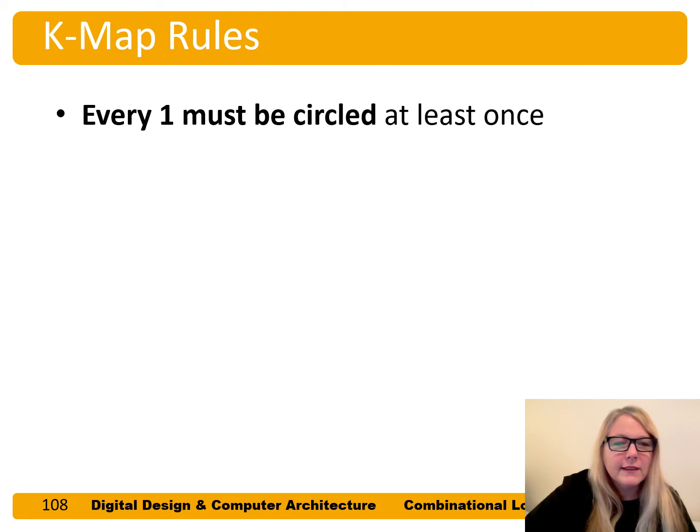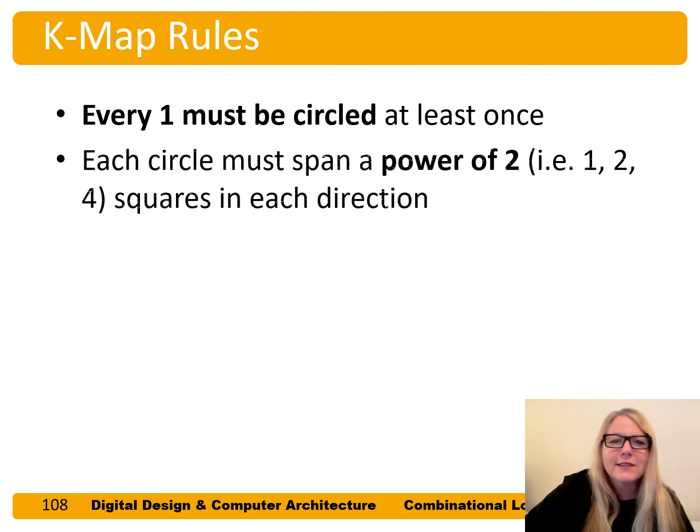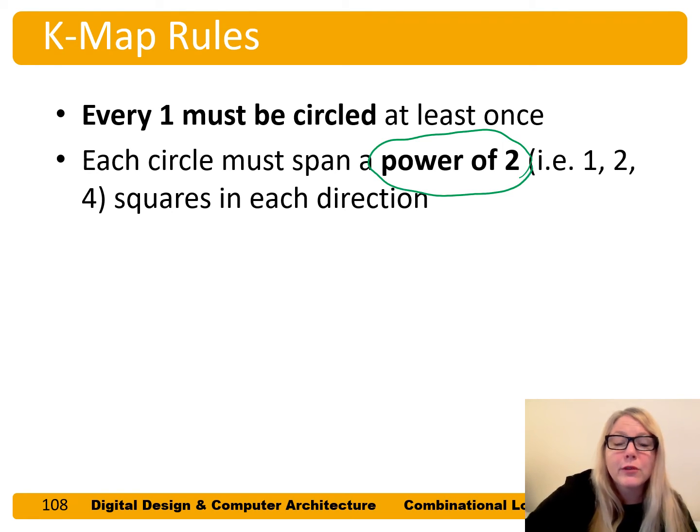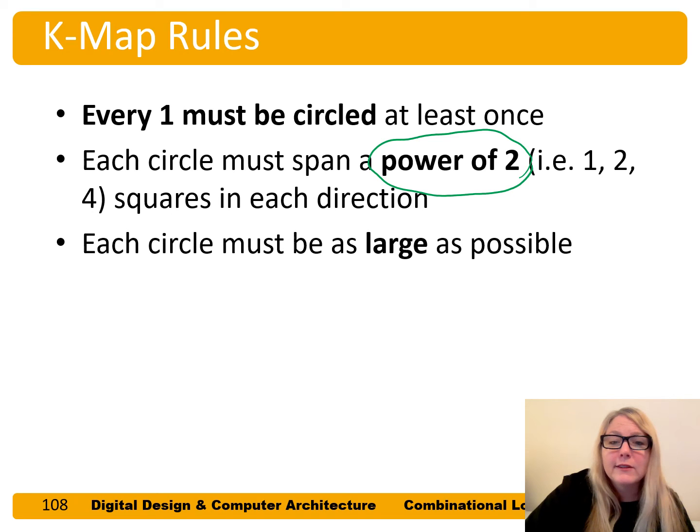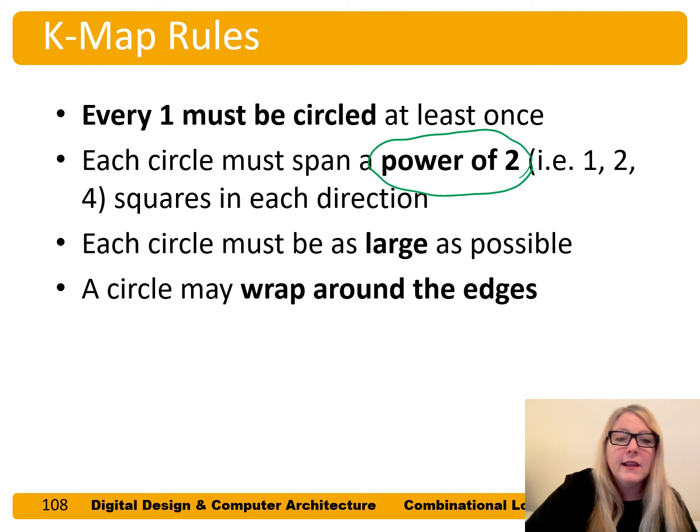So let's talk about our KMap rules as we move forward. So every one must be circled at least once, right? Each min term has to be included in the function. Each circle must span a power of 2. So I can't, for example, circle 3 ones, but I can circle 4, right? I can circle 1 one, 2 ones, 4 ones, 8 ones, 16 ones, and each circle must be as large as possible. That will make the implicant smaller. And a circle may actually wrap around the edges as well.